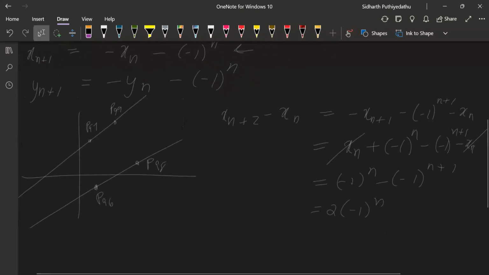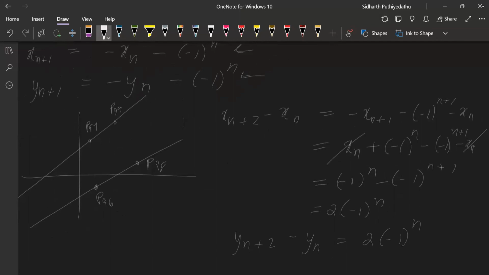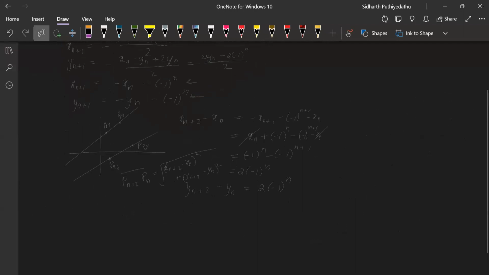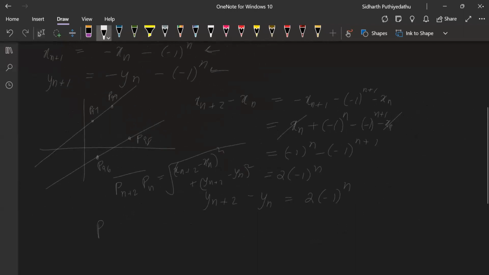Importantly, it has length 2. And because these two equations are the same, we can clearly see that yn+2 minus yn is also equal to 2 times negative 1 to the n. And therefore, the length between Pn+2 and Pn is exactly the square root of (xn+2 minus xn) squared plus (yn+2 minus yn) squared. And now we finish, because we know both those lengths. We directly get that the length is just the square root of 2 squared plus 2 squared, which is equal to 2 root 2.